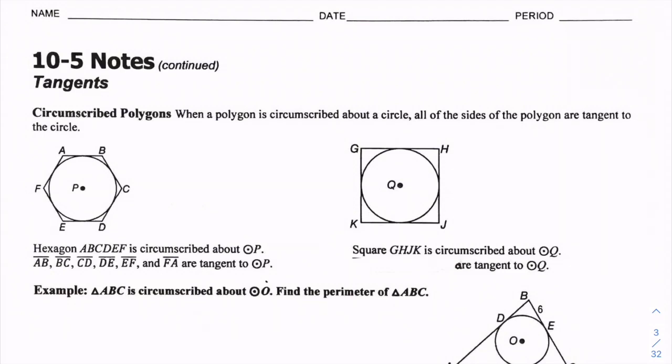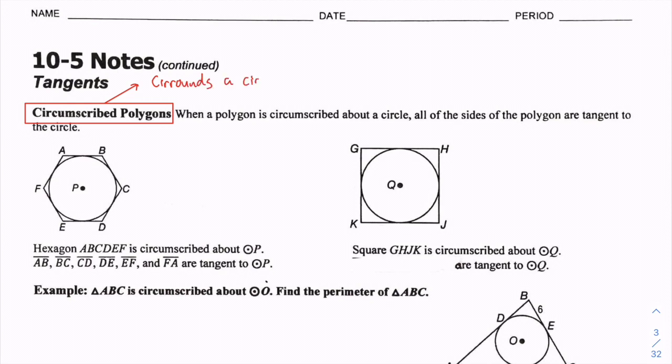All right, so here's part 2 of 10-5. We're talking about circumscribed polygons. Circumscribed, not circumcised. It's totally different things. Circumscribed basically means it's going to surround a circle. An easy way for me to remember circumscribe is like surrounds. It surrounds a circle.